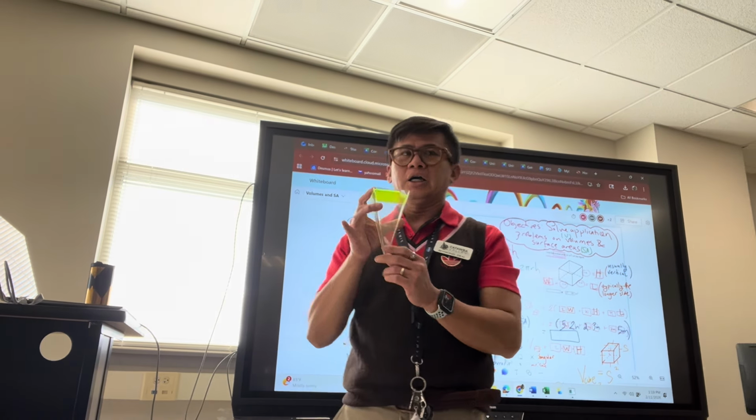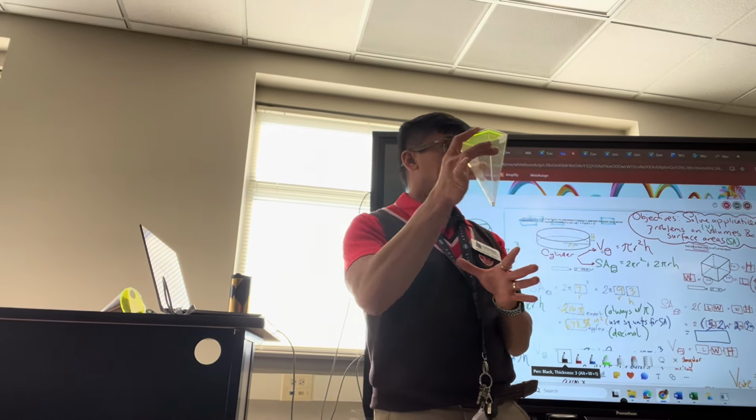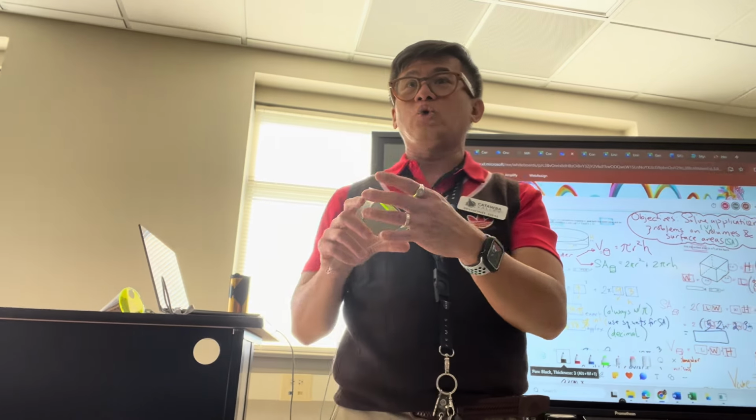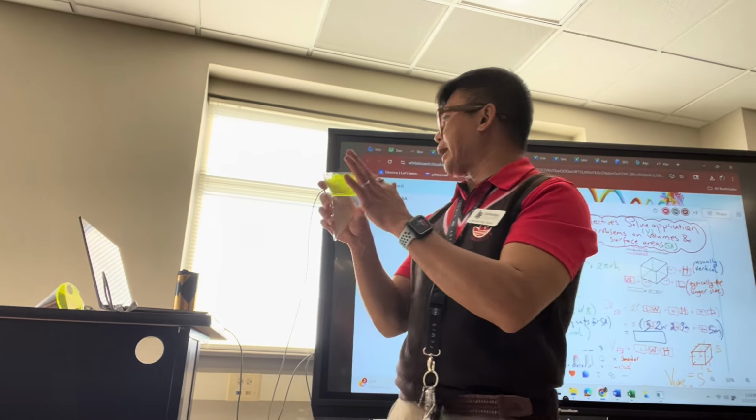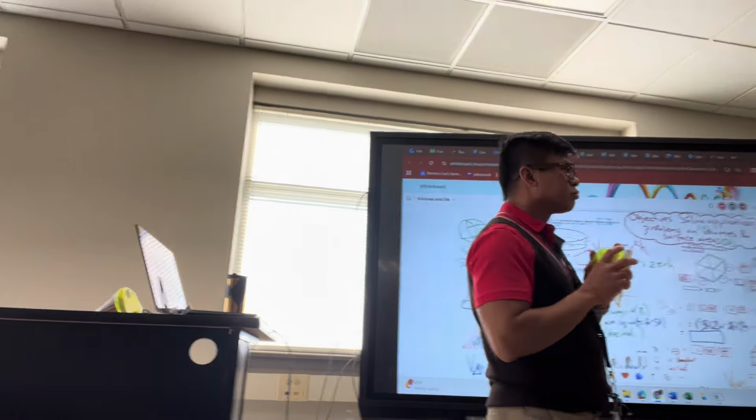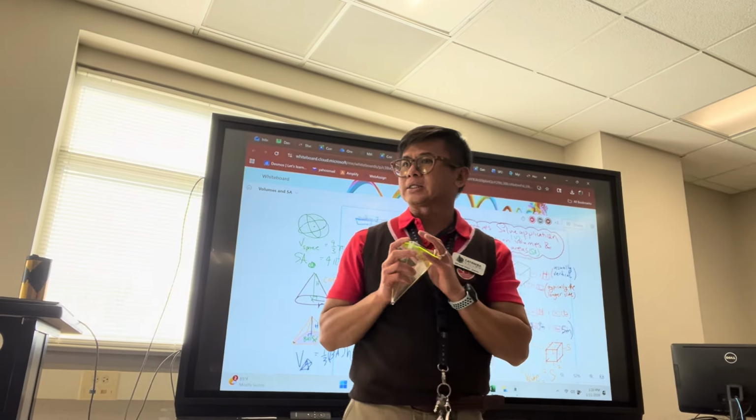Now what we're going to do is solve for the volume of this pyramid. How do we solve for the volume of that? Well, the first thing that we're going to do is measure the side lengths of this one first. Where's our ruler from last time, guys?